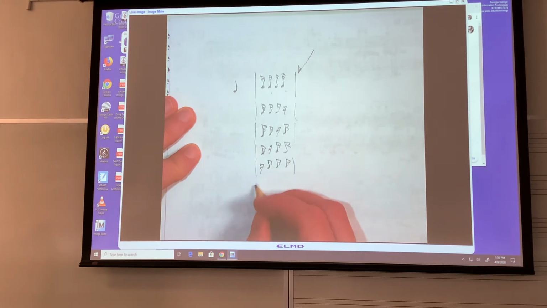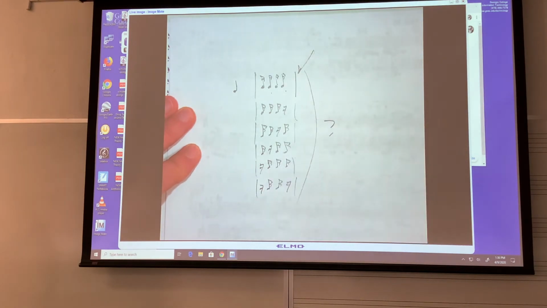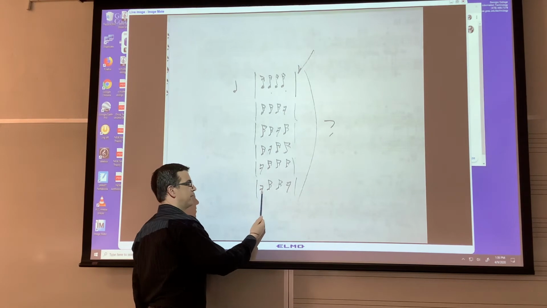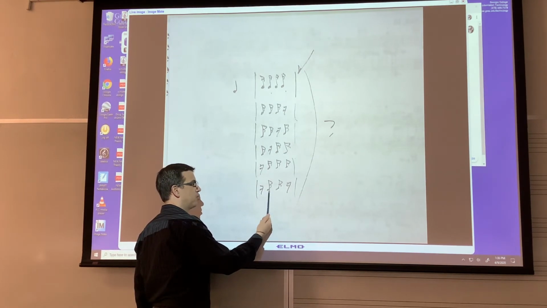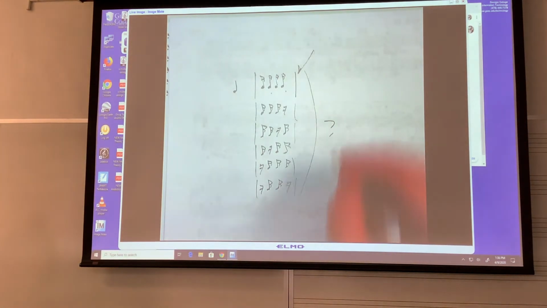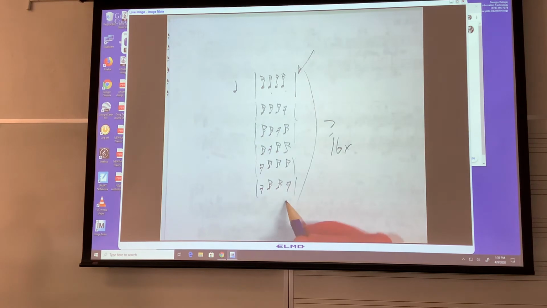Or I could do rest, attack, attack, rest. How many ways total? Well, essentially we have on and off switches, so 2, 4, 8, 16. There are actually 16 different ways that we can do a beat of either attacks or rests, right?